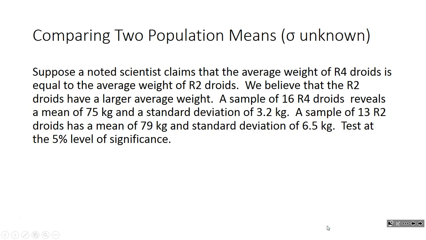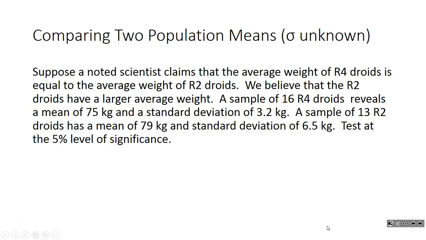Now the book does some problems where it assumes that sigma is known, but in fact, in real life, if you don't know what the population means are, how would you possibly know what the population standard deviation is? So really, in realistic problems, sigma is always unknown.